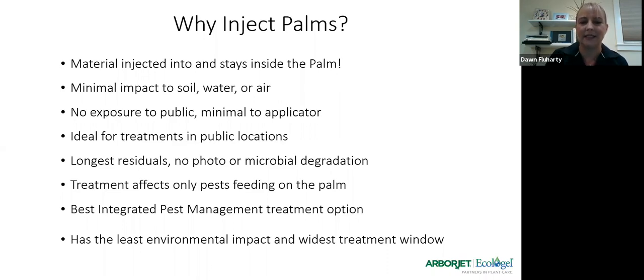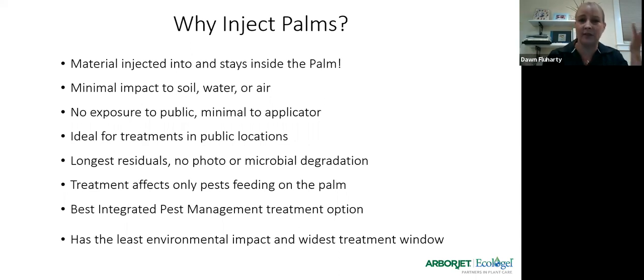So when I talk about the least environmental impact, that's because we are using the least amount of chemical and we are only putting it into the organism that needs to be treated. But when I talk about the widest treatment window, it's a little different with palms in the fact that palms, we have to inject in cooler temperatures. We don't ever want to inject a palm tree above 80 degrees at any point in time of the day, not just at the time of application.